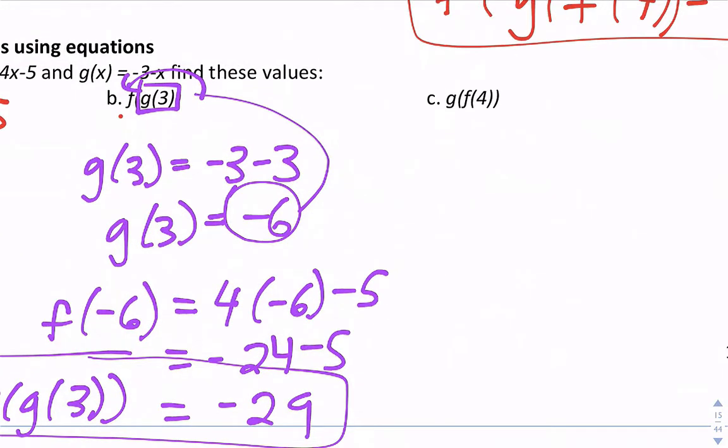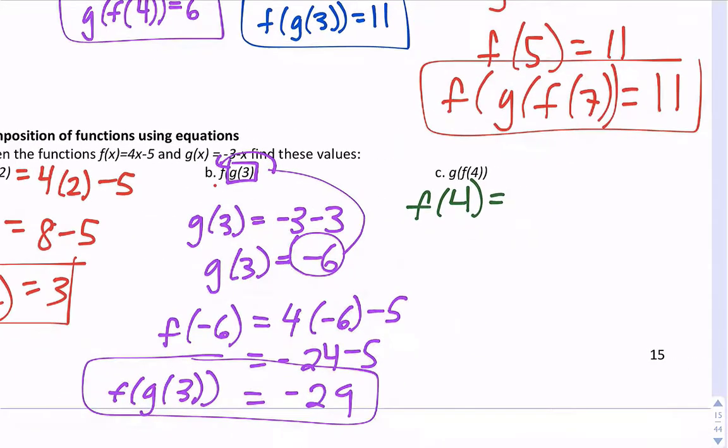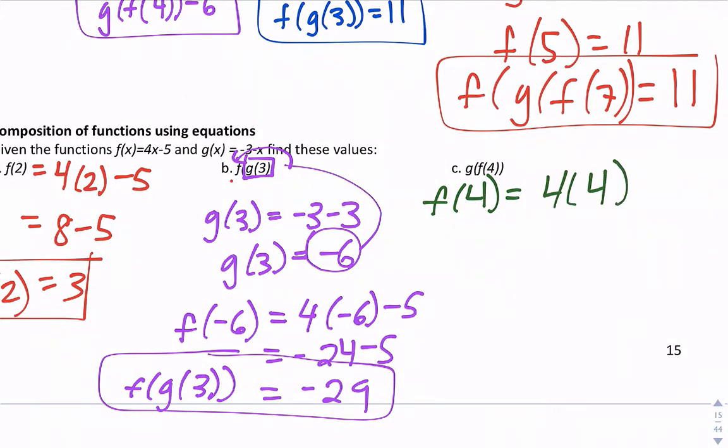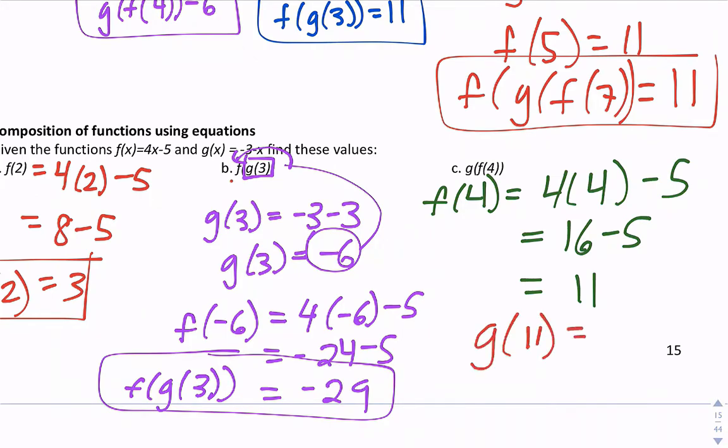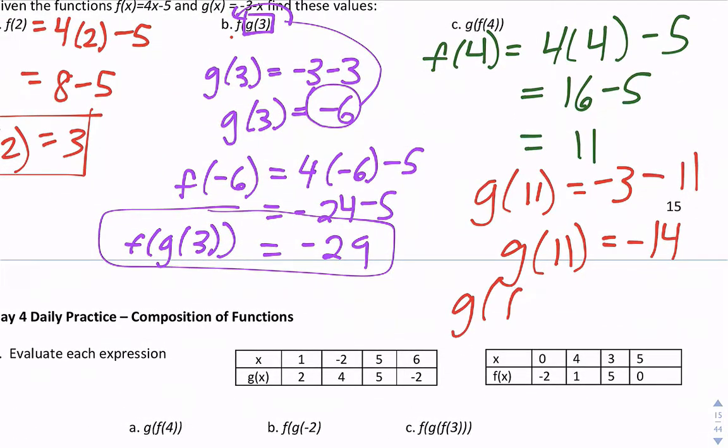And last one, let's do g of f of 4. So start with the inside function f of 4 equals 4 times 4 minus 5, which is 16 minus 5, which is 11. So now that becomes the input to the outside function. We want to find g of 11. So we plug in negative 3 minus 11, and so g of 11 is negative 14. And so the final answer, we say g of f of 4 equals negative 14.